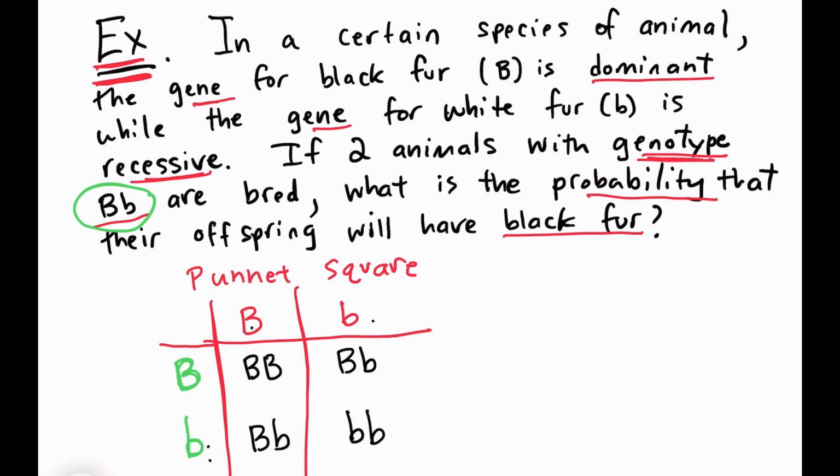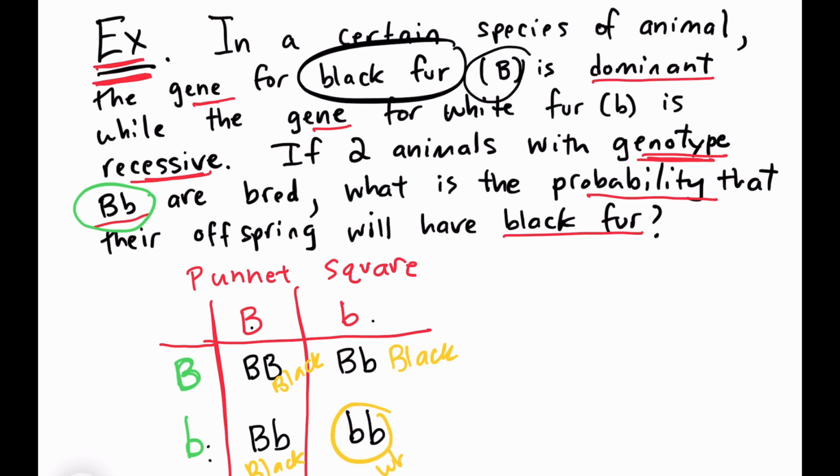And so since capital B, the black fur, is dominant, in this case we're going to have black fur. In this case, we're going to have black fur. In this case, we're going to have black fur. But when we have two recessives like this, we'll have white fur. And these are all equally likely.